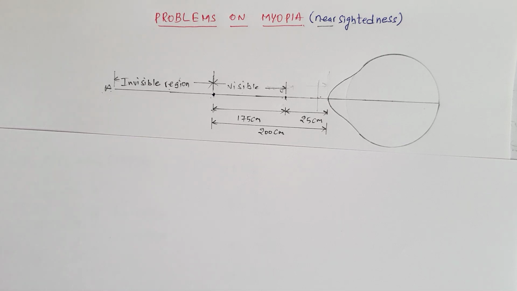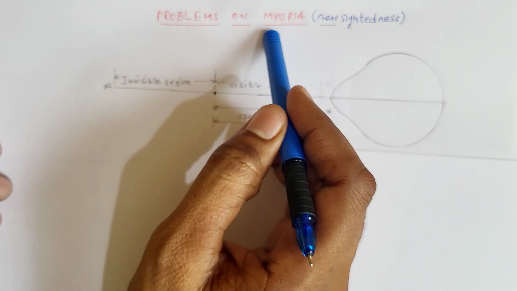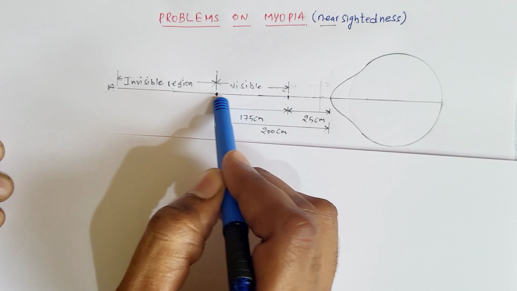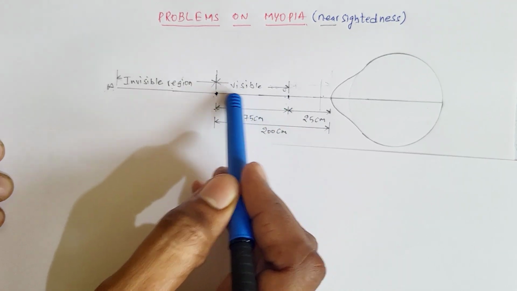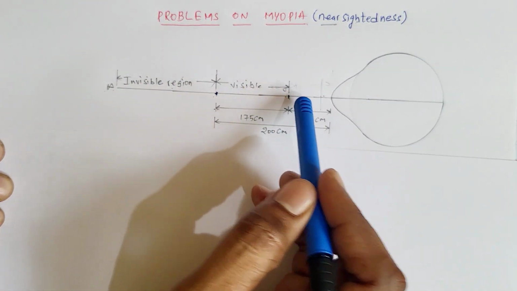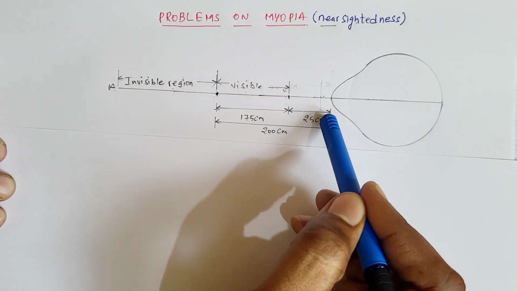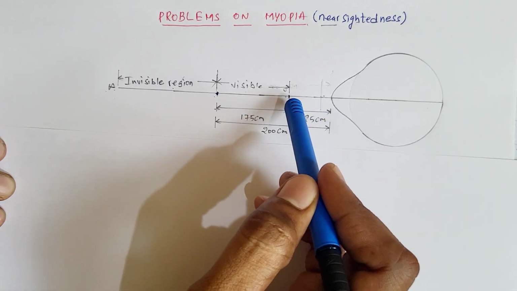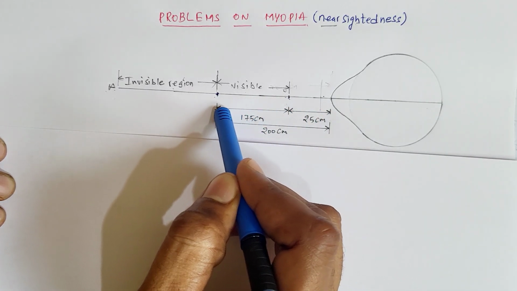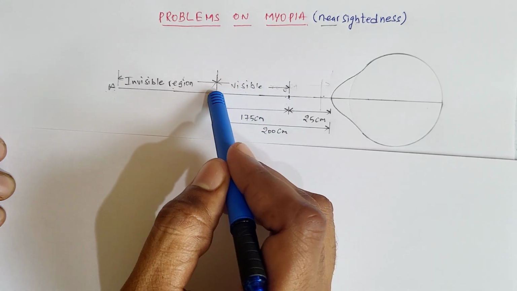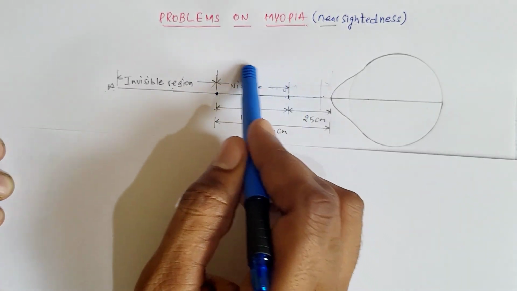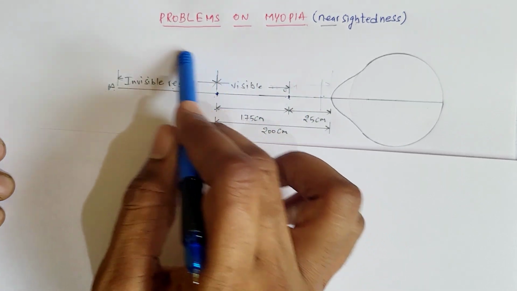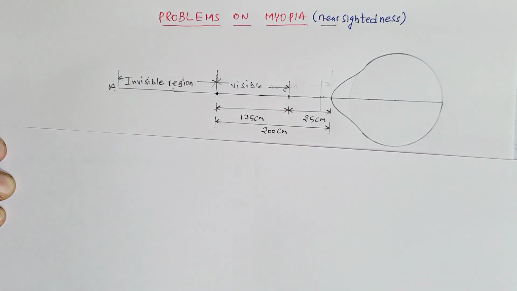Myopia is also known as nearsightedness. Nearsightedness means the person suffering with myopia will be able to see things which are placed nearby, but will not be able to see things which are placed far away. See here, this is a normal human eye. Until 25 centimeters, nobody will be able to see clearly. After this, until 175 centimeters, he is able to see clearly. After 175, he is unable to see. That's why I named this the visible region and this the invisible region for the person.